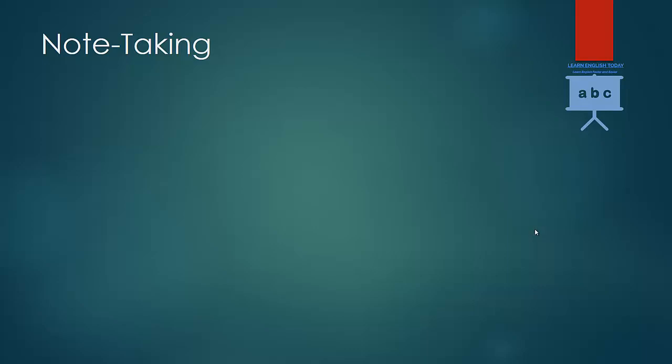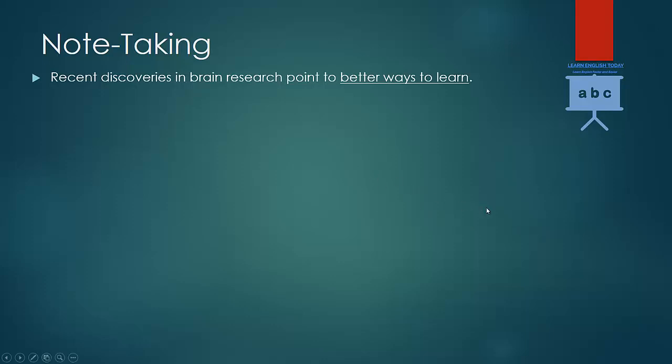Okay. For example, the first paragraph: what important thing have I noted there? Recent discoveries in brain research point to better ways to learn. It is just the most important one in the first paragraph, maybe the main idea: the better ways to learn. What are those better ways?